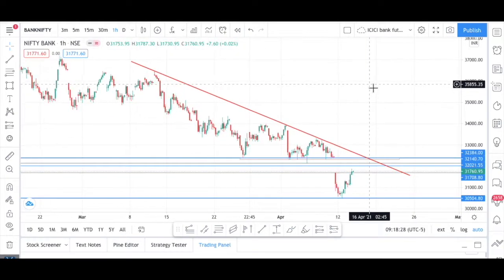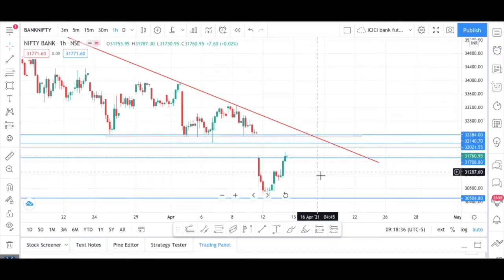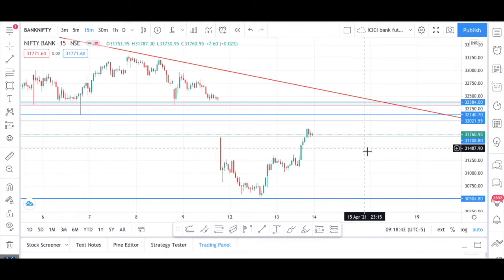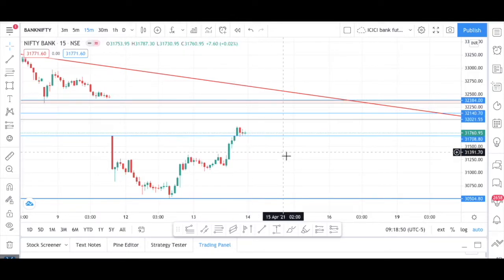Okay, so these are the possible resistance that I've drawn. It could just pierce through this, or probably go here and take certain resistance and come down. We don't know, we'll have to wait and watch what happens on Friday. Now coming back to the 15 minutes time frame, say this is on the top side, what we checked is for all the resistance, and let's see where are the supports on the downside.